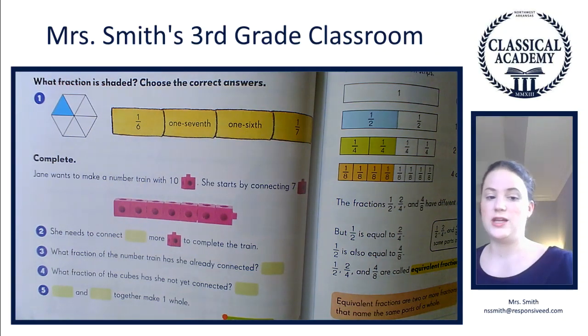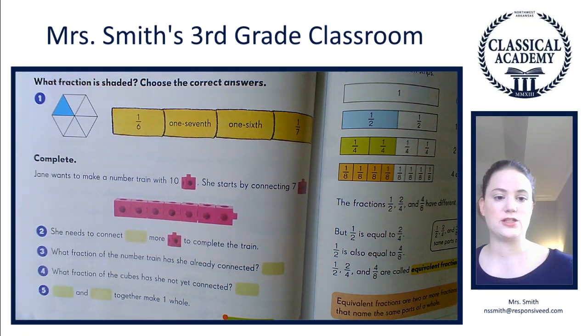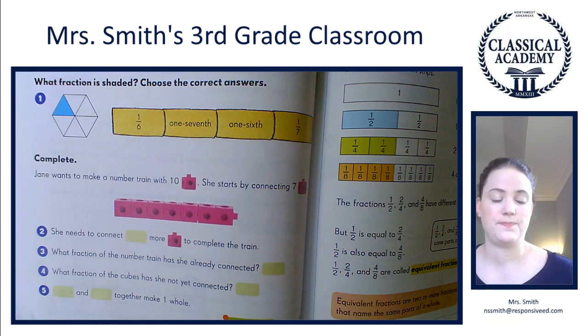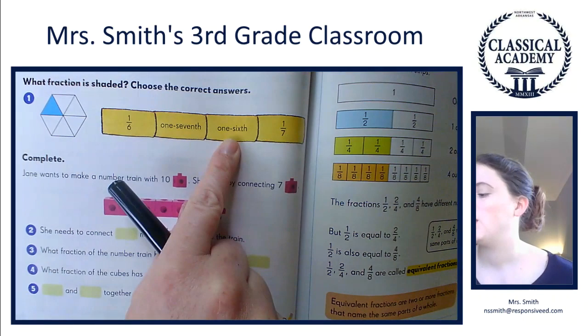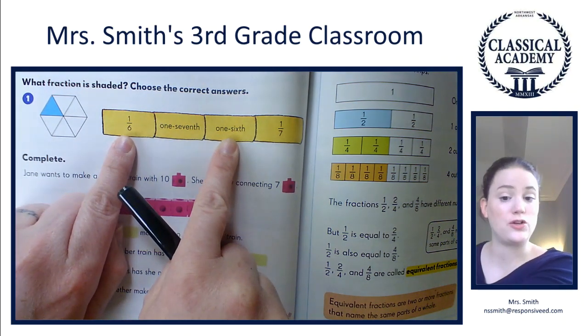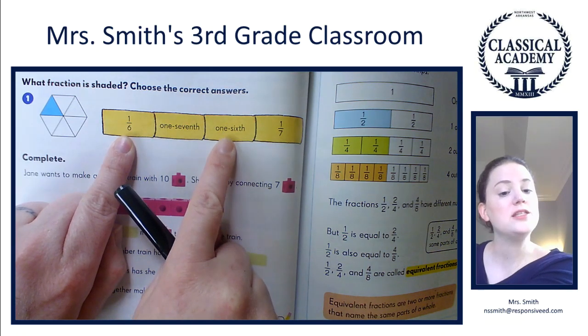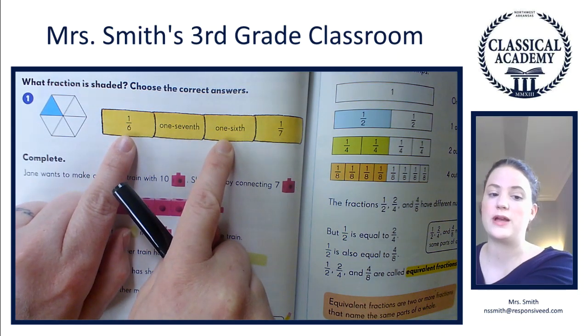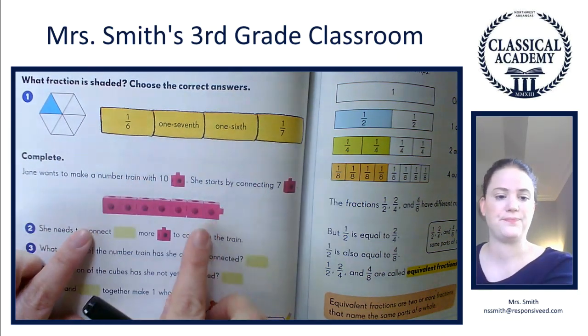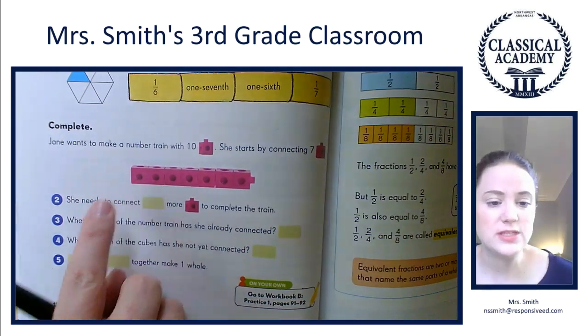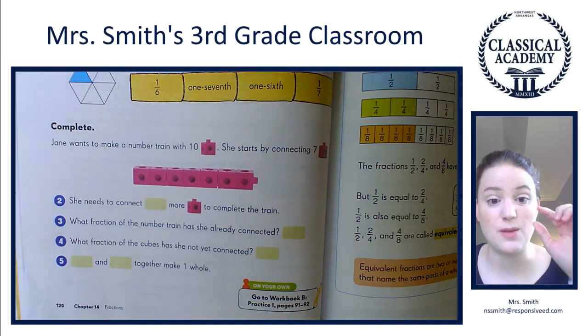Down here. What fraction is shaded? Choose the correct answers. 1/6 is shaded, and 1/6. This is the standard form as a fraction, and this is word form. These two are the correct answers. It is not 1/7.